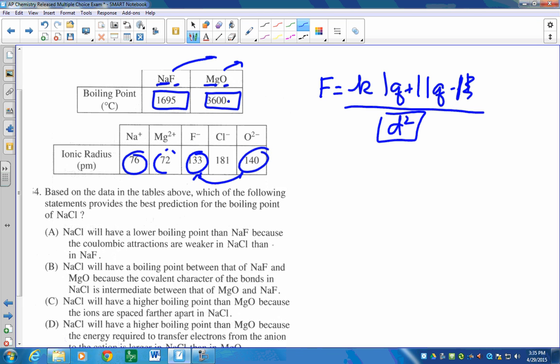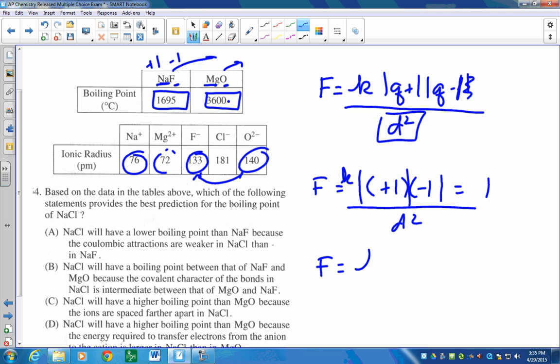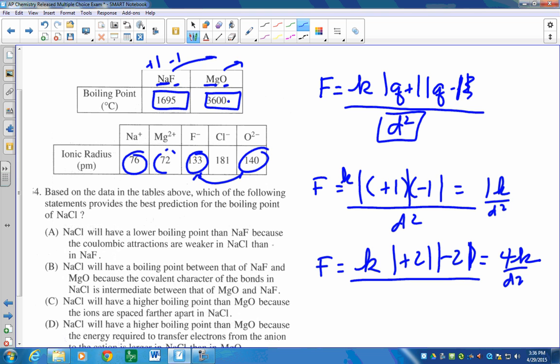What's causing this is sodium has a +1 charge and fluoride has a -1 charge. So the force of attraction for sodium fluoride is the absolute value of 1 times the absolute value of -1, which is 1. Okay. And then when you do MgO, it's +2 and -2. And so this is like 4K over D squared. This is 1K over D squared. So what I need you to understand is, first of all, the huge difference in these boiling points is a function of the charges of the particles, not a function of size. That's the first thing you want to know.